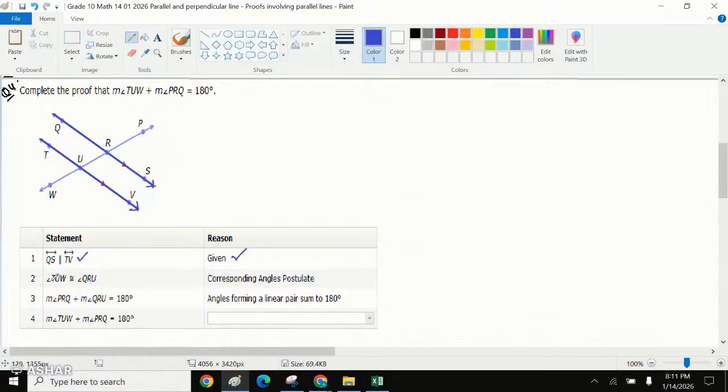Yes, it's given already in the question. What they are saying is TUW, where is T, U and W? This angle is approximately equal to QRU.